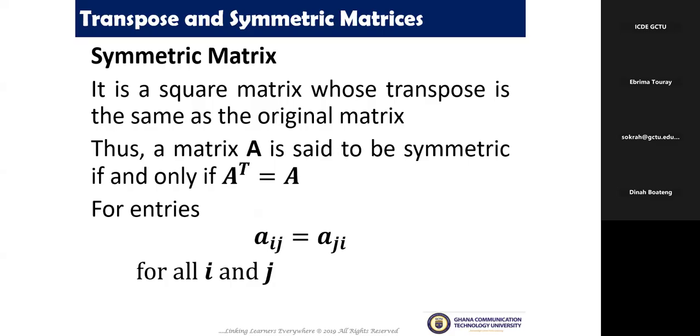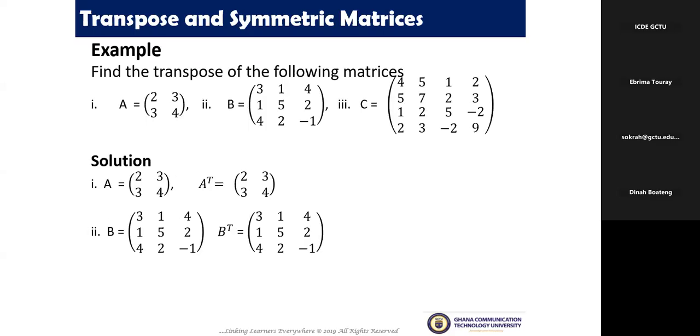Any questions here, ladies and gentlemen? If there's no question, look at some examples here. Look at this. The matrix A, that is what we have here. Now you take the transpose of the matrix A, look at the result. When you turn this row into a column, and this row into a column, now you compare the result to the original. You see that they are the same. So you say the original matrix A is symmetric.